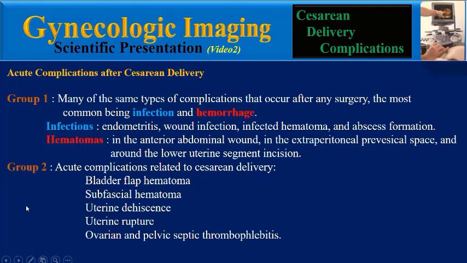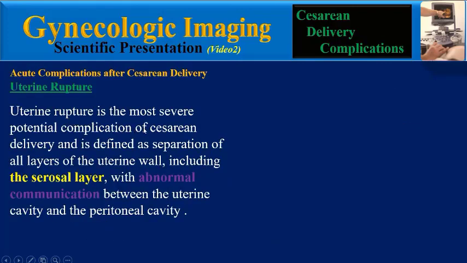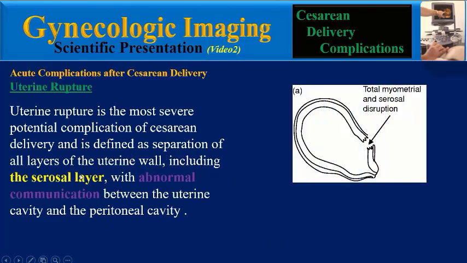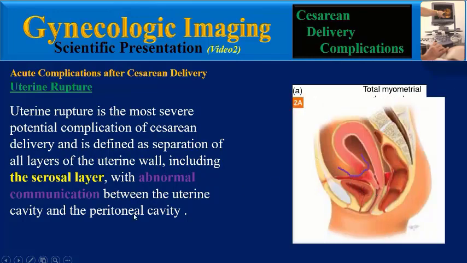Another complication is uterine rupture. Uterine rupture is the most severe potential complication of cesarean delivery and is defined as separation of all layers of the uterine wall, including the serosal layer, with abnormal communication between the uterine cavity and the peritoneal cavity.